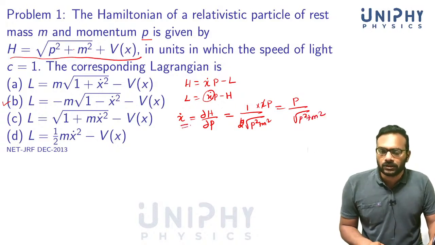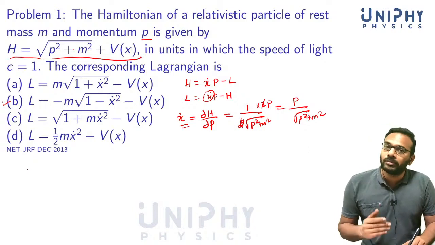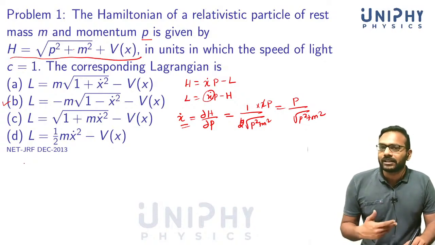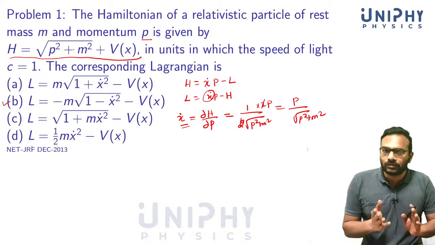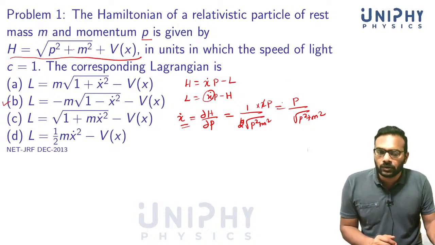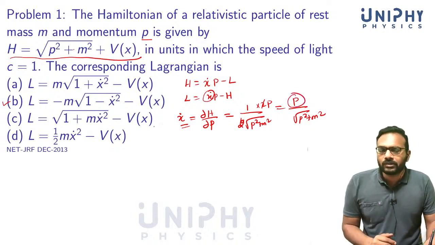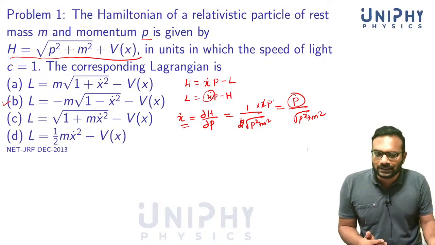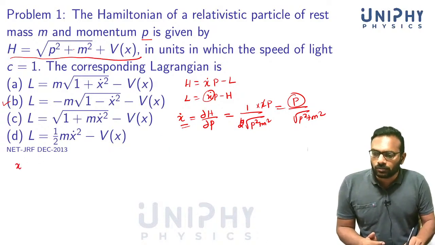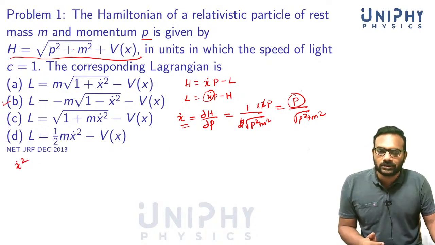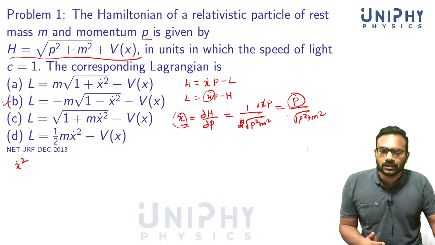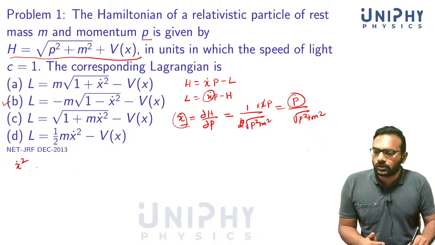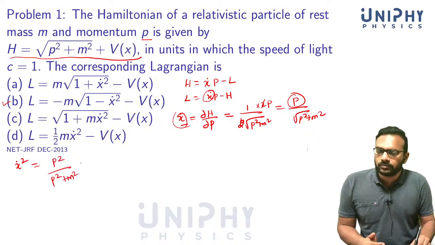That's x dot. But we shouldn't have any momentum in our final expression. The Lagrangian is a function of x dot and t generally, not a function of p. So wherever p appears, you will have to write it in terms of x dot. For that, we just invert this equation to obtain p in terms of x dot. So we square both sides, and x dot squared is equal to p squared divided by p squared plus m squared.